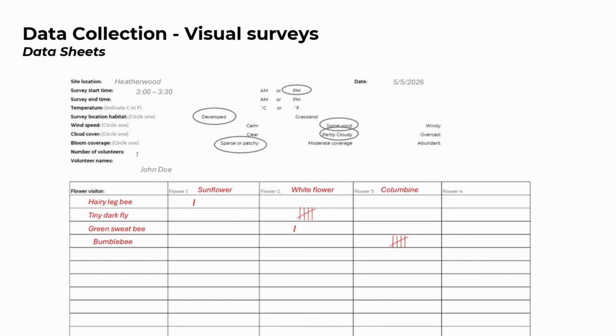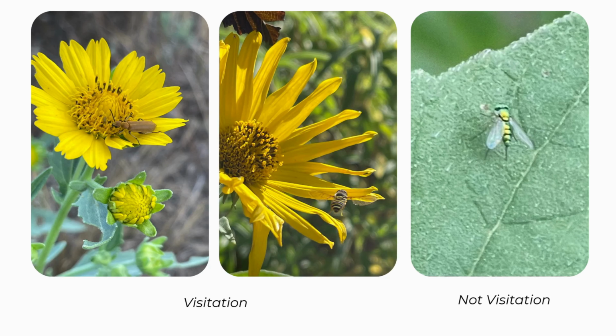At the top of this worksheet, we'll see all of the site information. So for this example, I said I was walking in the Heatherwood Park in Boulder. Maybe I'm surveying from 3 o'clock to 3:30, and maybe it's partly cloudy with a little bit of wind. So I've got my name, the number of volunteers, all of that site information. If you don't mind including that at the top, that's going to help us fill out a lot of our survey data as well.